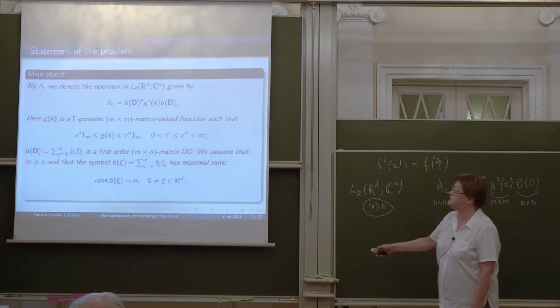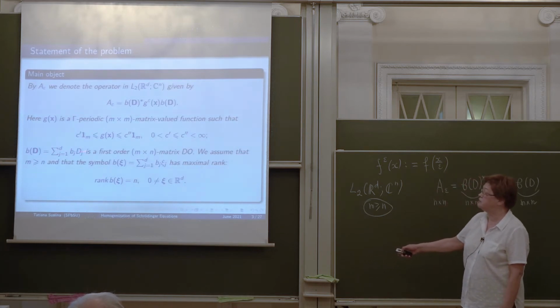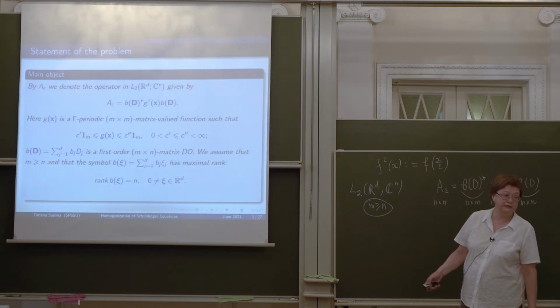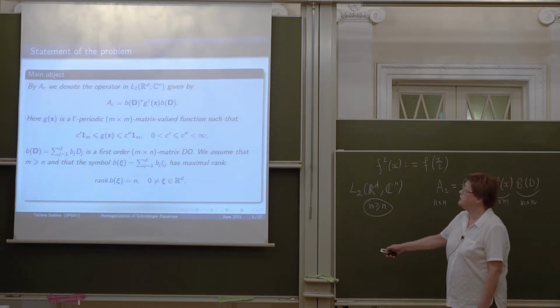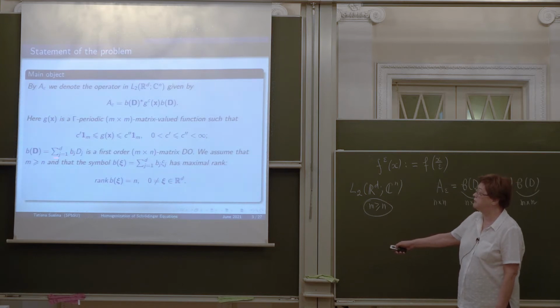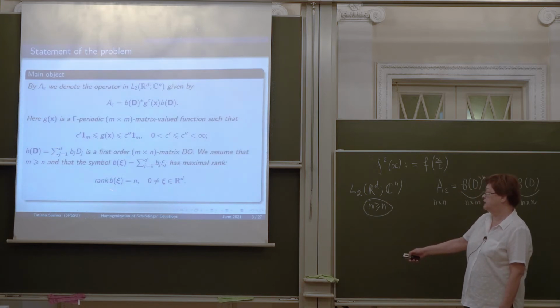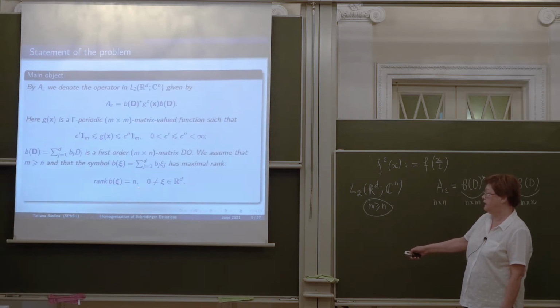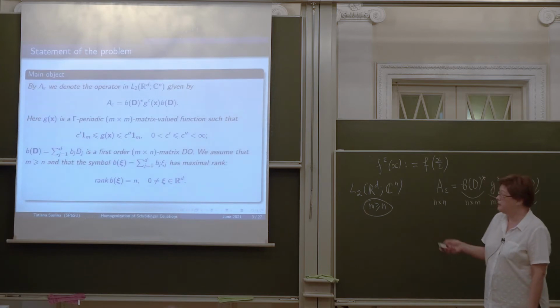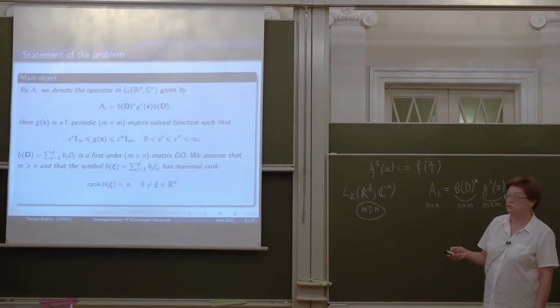B of D is the first-order differential operator with constant coefficients. The b_j are also matrices in general with complex entries. We consider the symbol B of xi of this operator B of D and assume that it has maximal rank. The rank of the symbol is equal to n for any non-zero vector xi. Under such assumptions, our operator is strongly elliptic.